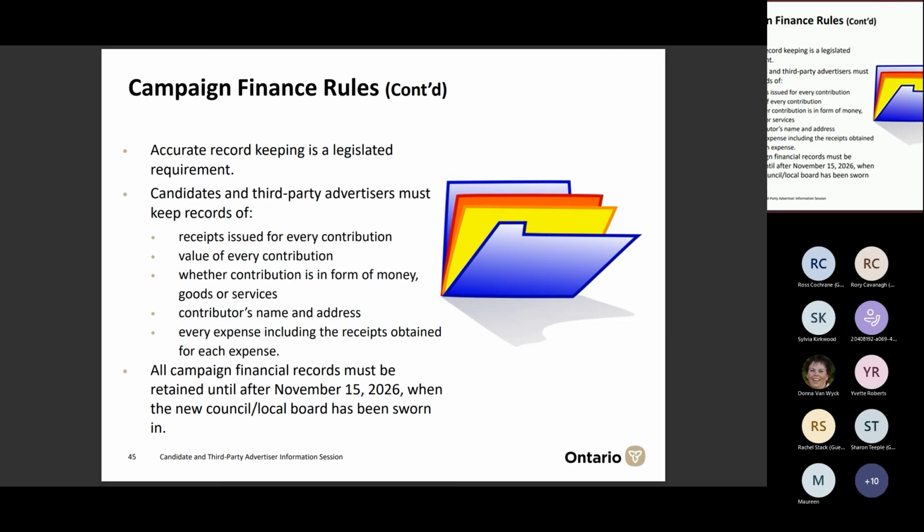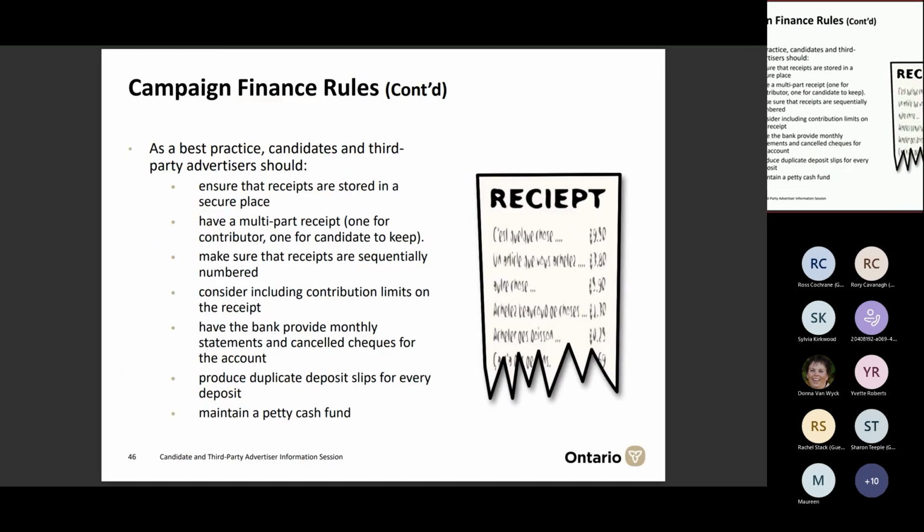So candidates and third-party advertisers are required to keep complete and accurate financial statements during the course of their campaigns. All contributions and expenses are to be accounted for and disclosed by the candidate on the relevant prescribed financial form. All candidates and third-party advertisers are required to keep all campaign financial records until after November 15, 2026, when a new council takes office. These rules apply whether you are elected or not. Next slide, please.